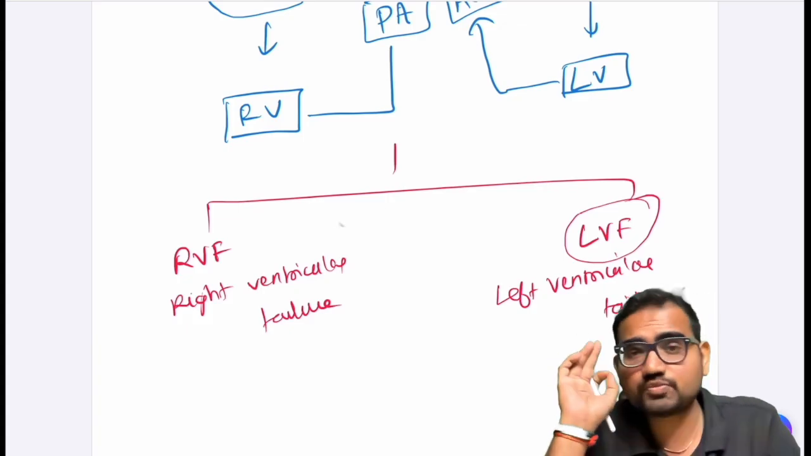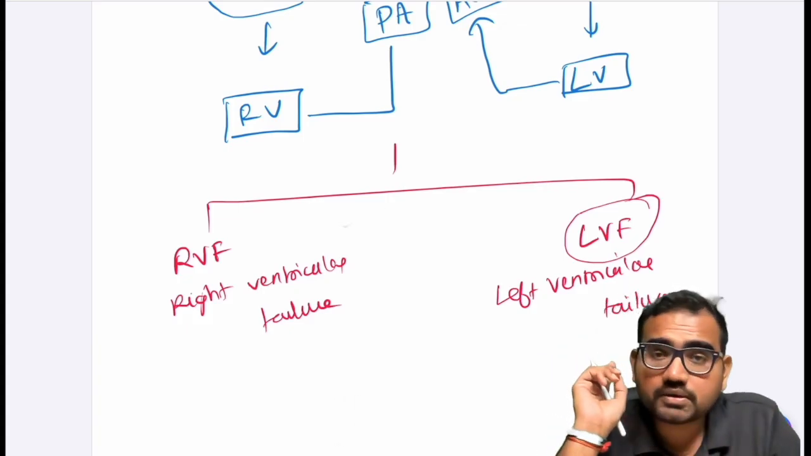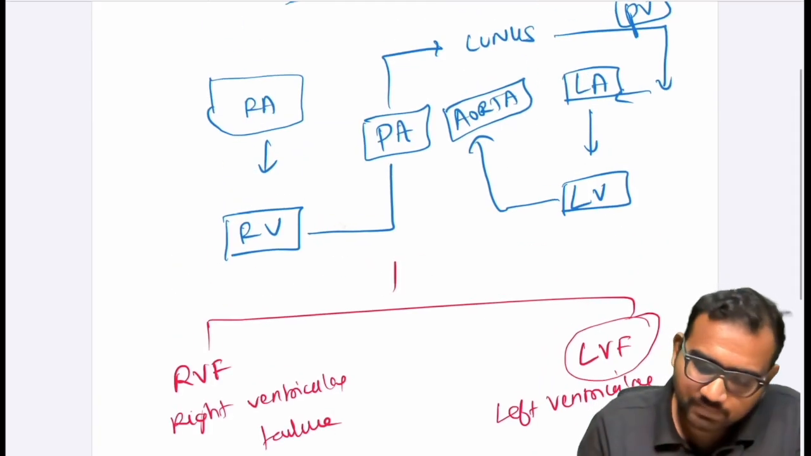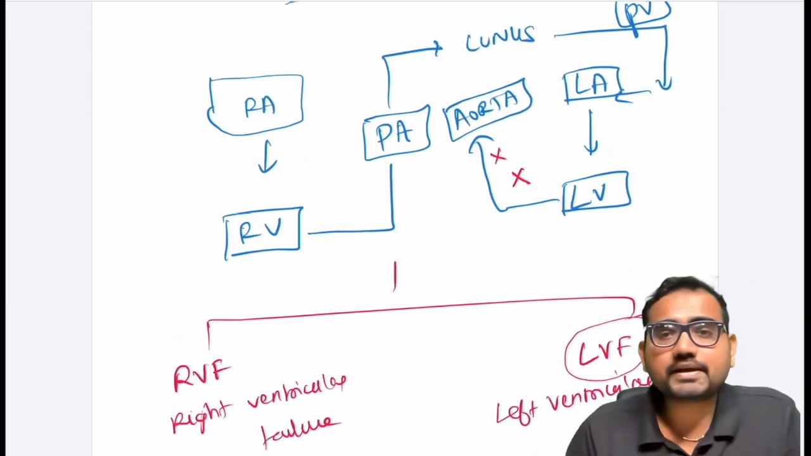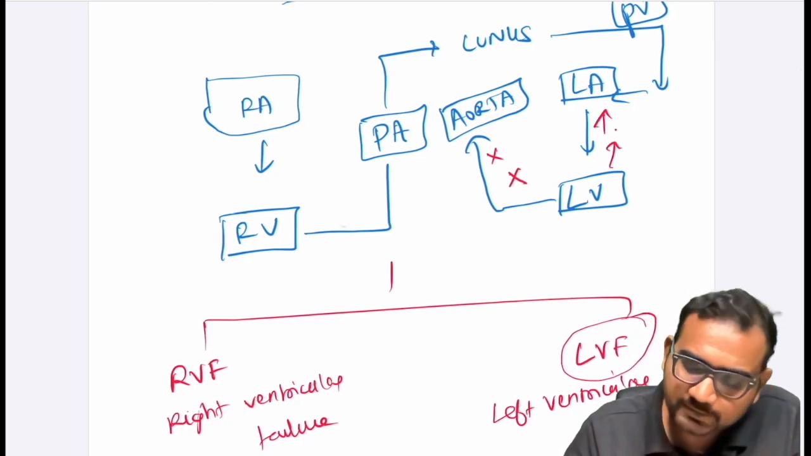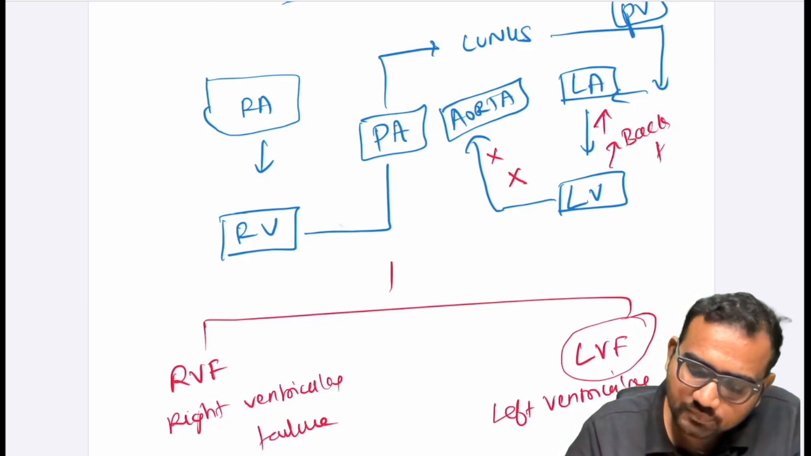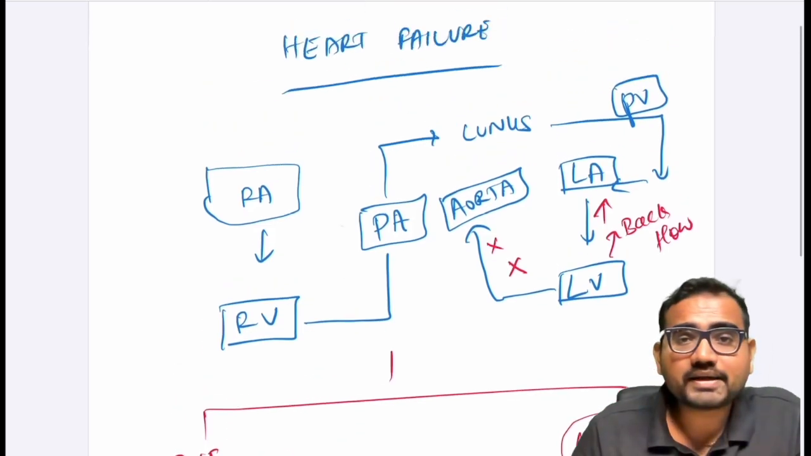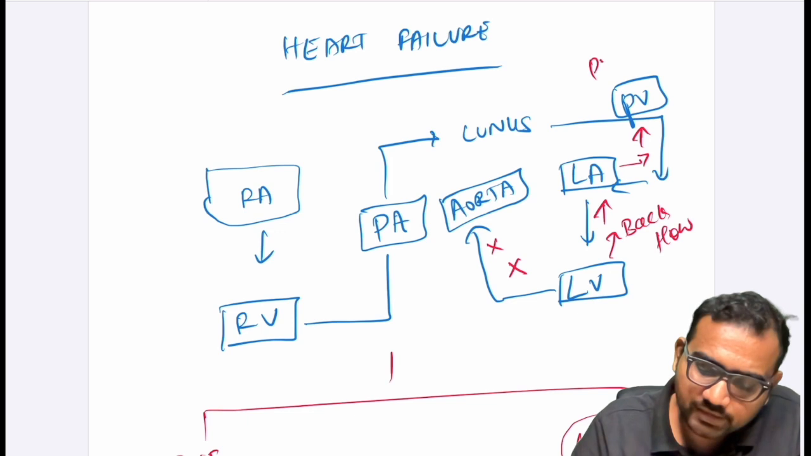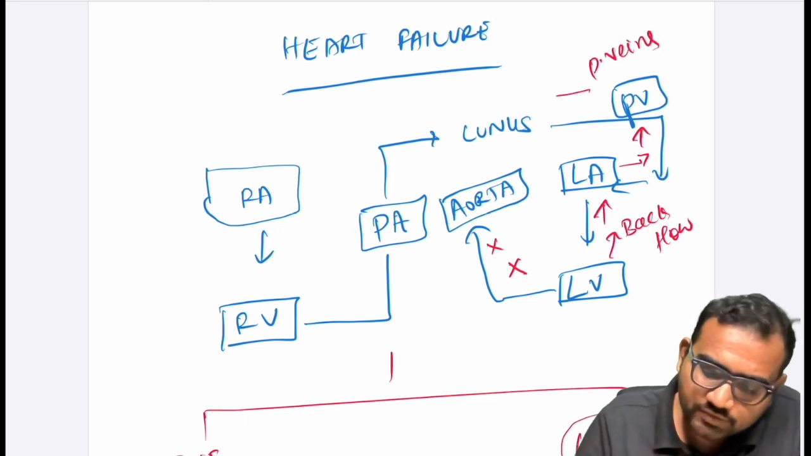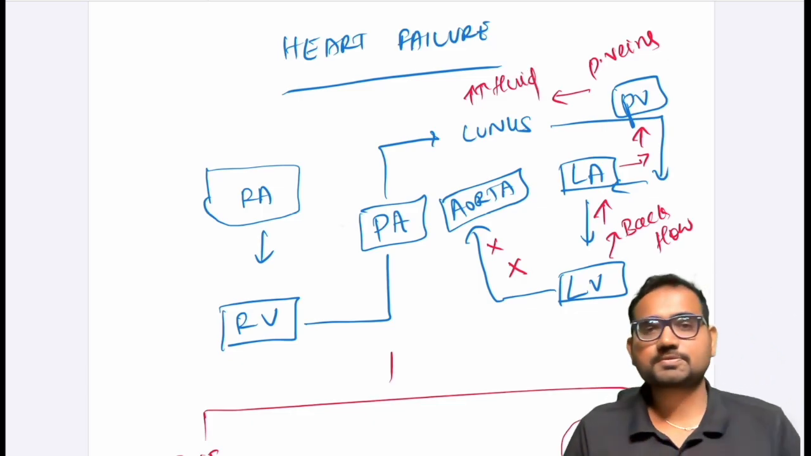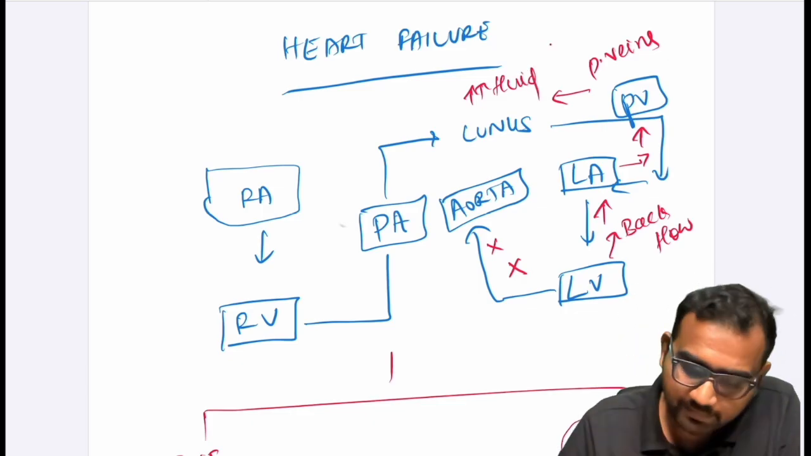So if a patient comes to you with ischemic heart disease, what happens? The left ventricle is not functioning properly. So the blood is not adequately entering into the aorta. So what happens? There is going to be backflow of the blood into the left atrium, that is going to result in backflow of the blood into the pulmonary veins. That is going to result in increased fluid accumulation in the lungs. Pulmonary edema.